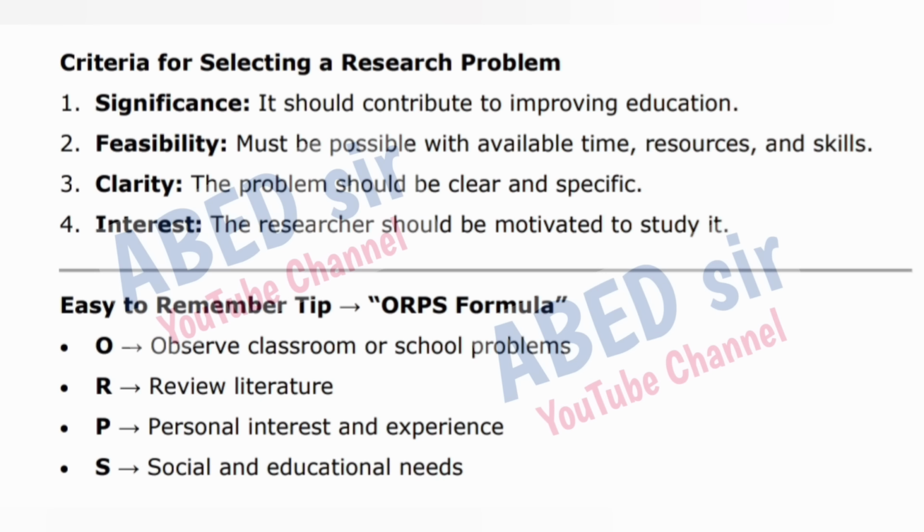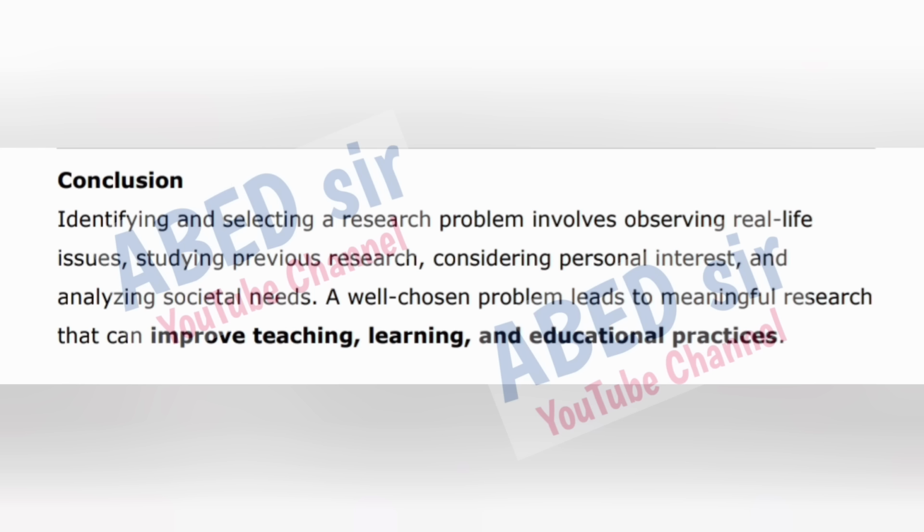Easy to remember tip: ORPS formula. O. Observe classroom or school problems. R. Review literature. P. Personal interest and experience. S. Social and educational needs.